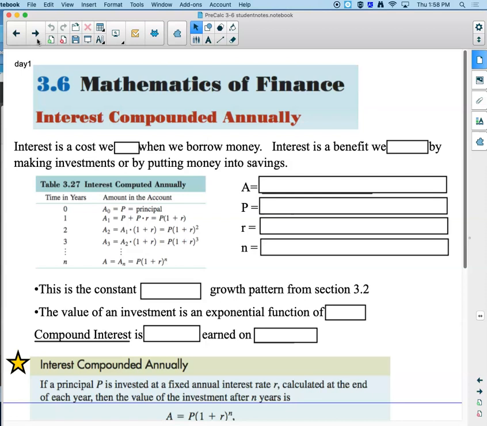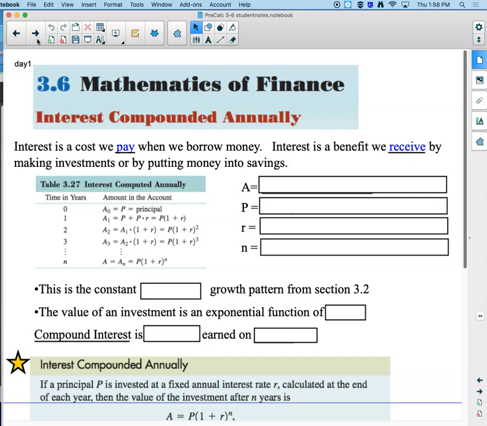The more money that you put away, the more likely you are to get a better return on your investment. So interest is the cost we pay when we borrow money. That's most of us. Most of us are not independently wealthy. Interest is the benefit we receive by making investments or by putting money into savings. And like I said, that's the part that you count on. You put your money in a savings account so that you can earn a little bit of money.